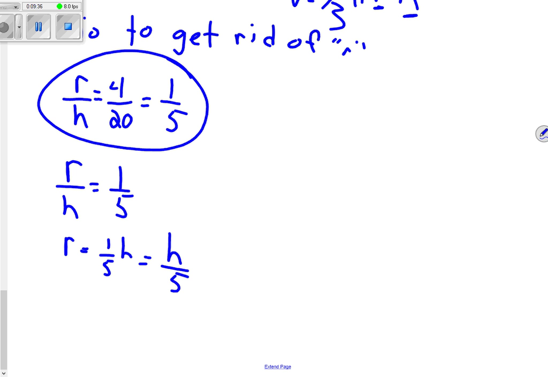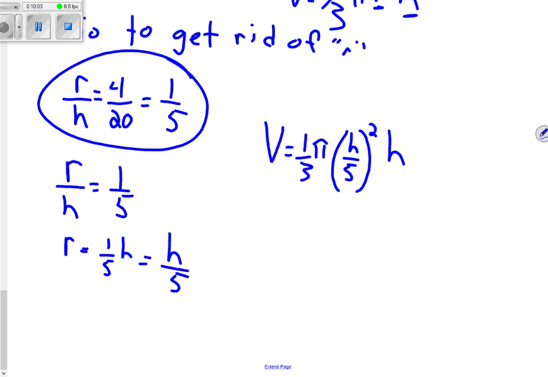So now I'll plug this in for r, so I'm going to have V equals 1/3 pi, and I won't forget the squared this time. So it's going to be h/5 squared times h again.